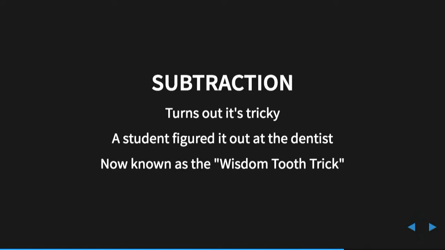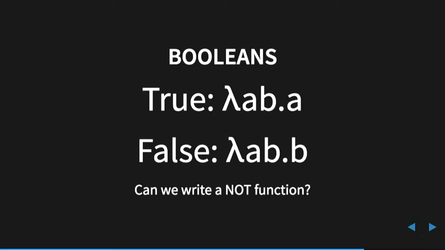Subtraction, as they experimented with this stuff, turned out to be a lot trickier, and you had to have two parts, and one part sort of counts up and one part counts down, and it took them a while to figure that out. And a guy figured it out at the dentist, one of his students, and they call it the wisdom tooth trick. So we think our problems are painful sometimes. How about logic? If we'd like to have true and false to make a choice with two parameters, a very simple way to represent that is a function of two parameters.